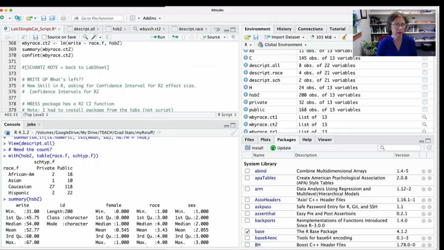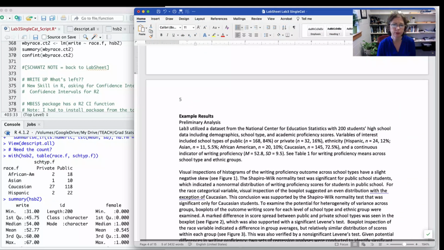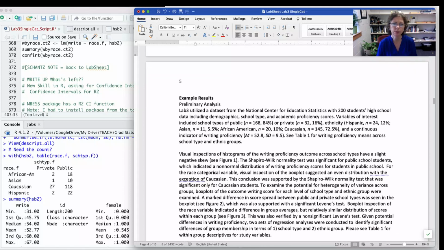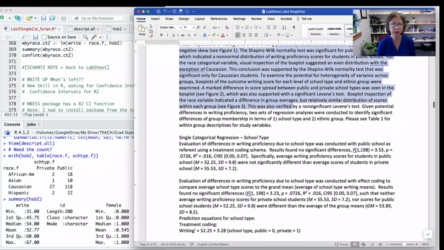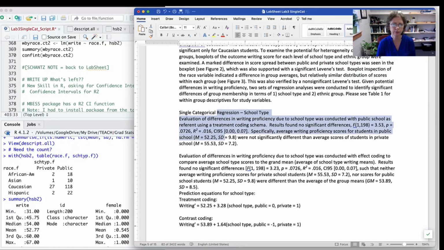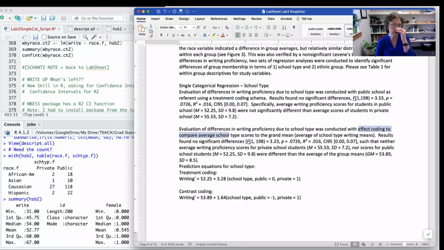Alrighty. And back at our lab sheet, I kind of scrolled over it, but there is an example results write-up where you pull it all together. You tell your reader about the basics of the data set, your preliminary checkover of it, and then your regressions. Now I separated out the regressions for treatment versus effect coding, because you would only have one question that you are reporting to your reader.